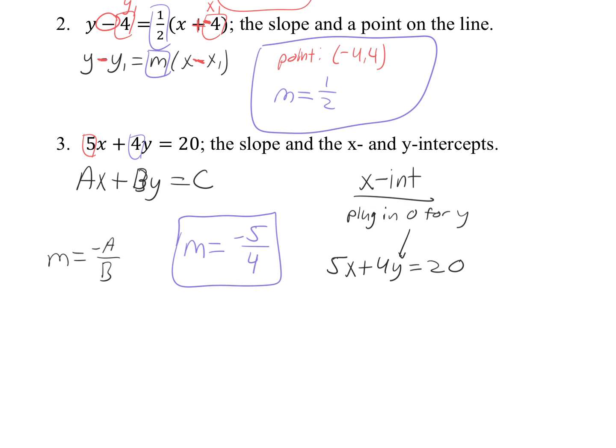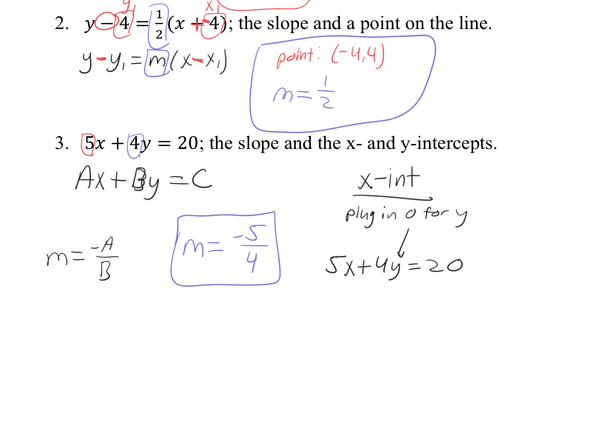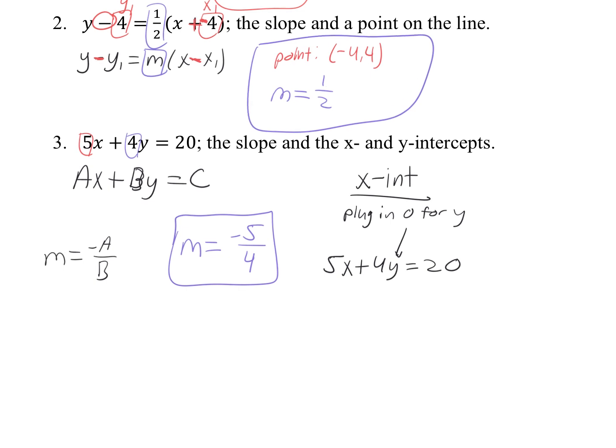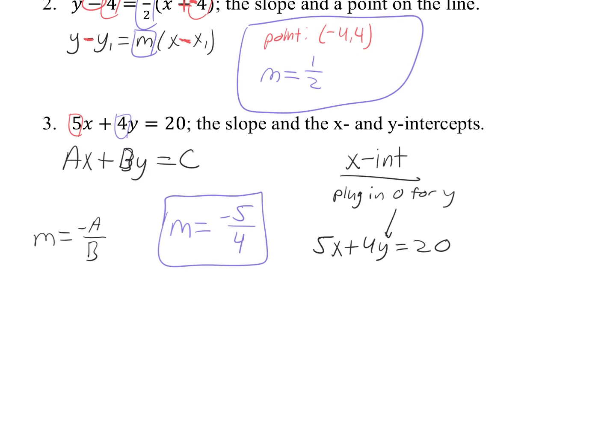take your hand, or I guess if it's on your paper or your iPad, take your finger, and cover whatever you're not looking for. If you're not looking for y and you're looking for the x-intercept, cover the 4y, the entire thing. So I'm going to block this part out. We don't need that y because we're just looking for the x-intercept, and you're just solving 5x equals 20.